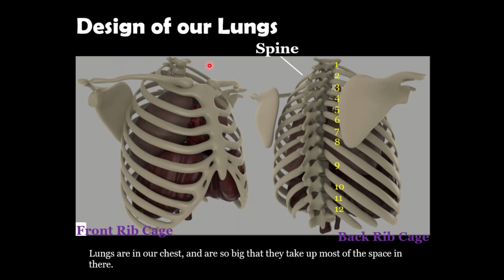Design of our lungs. Lungs are protected by the rib cage as shown here, and the rib cage is made up of 12 sets of ribs. Let's count them. 1, 2, 3, 4, 5, 6, 7, 8, 9, 10, 11, 12. These ribs are connected to the spine and go around our lungs to keep them safe. If you observe closely, you can see the lungs, heart, diaphragm, and liver.